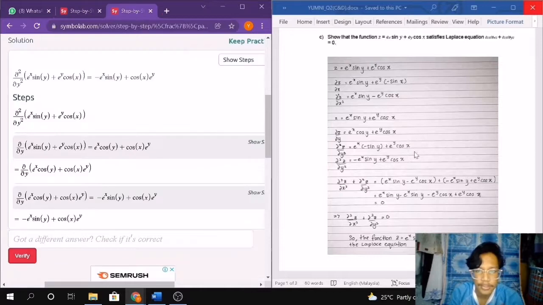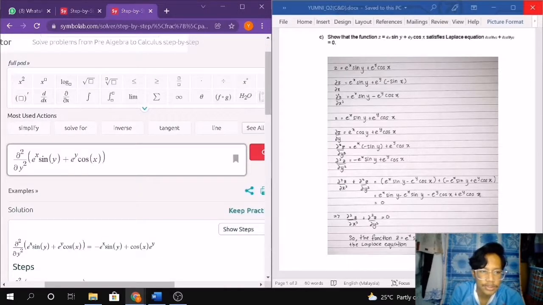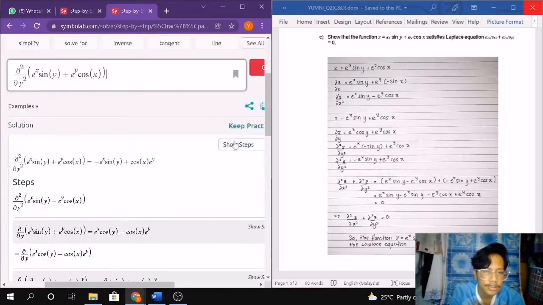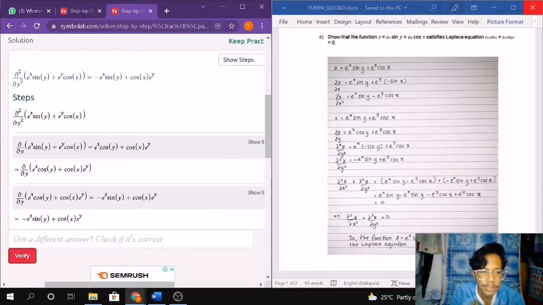And then for the next step, I find ∂²z/∂y². So I also type the question and just change to ∂²/∂y². Then after that, we click go and get the answer −e^x sin y + cos x e^y. The answer is also the same as the calculation, so it is proven. Then just add both of the equations, and we will get the answer 0. Since the answer is 0, the function z equals e^x sin y + e^y cos x satisfies the Laplace equation.